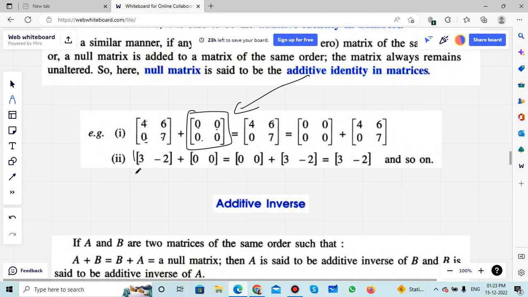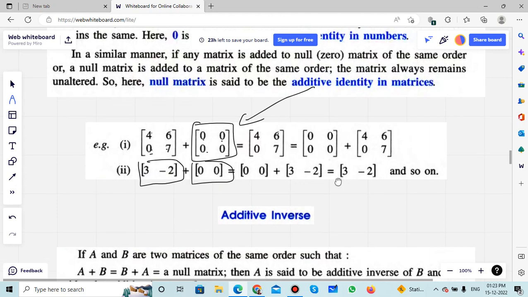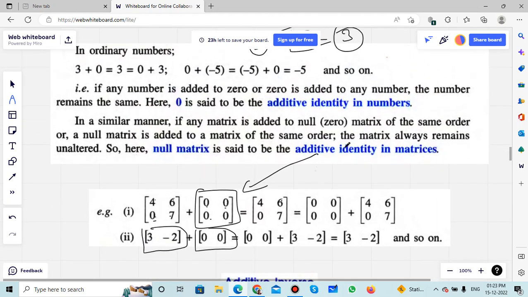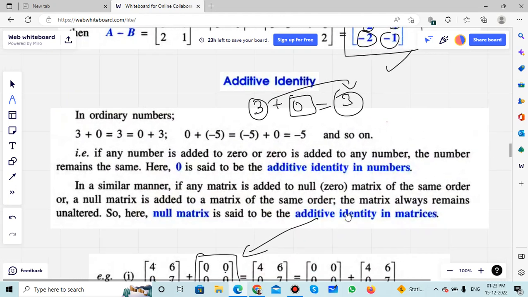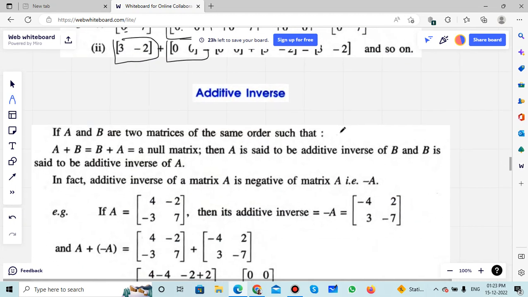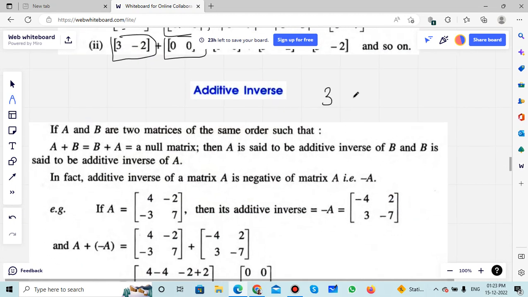In the same way, what should be added to this one? Null. Remember, we have to add a null matrix to any matrix so that it remains the same. So the null matrix is the additive identity of all the matrices, we can say. Okay. Now comes additive inverse. Now here, what should be added to 3 so that we get 0? Remember that one. We should add minus 3 to it. 3 minus 3 is 0.